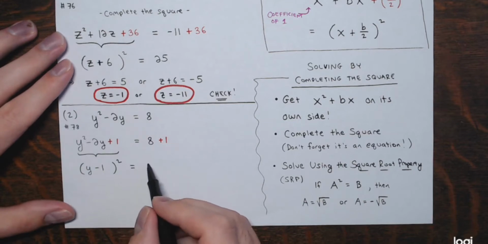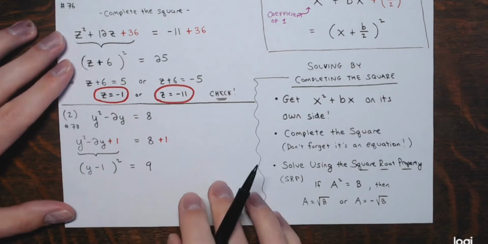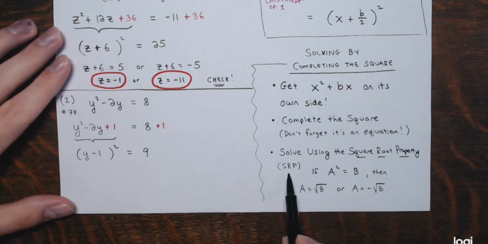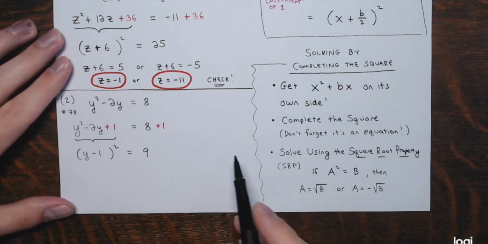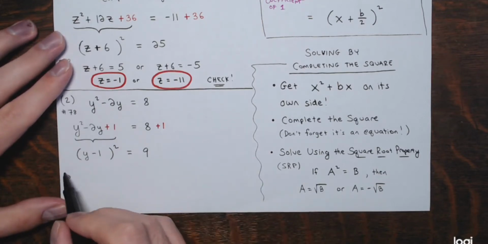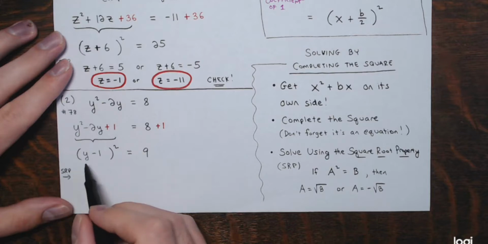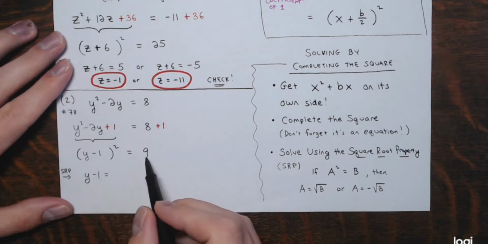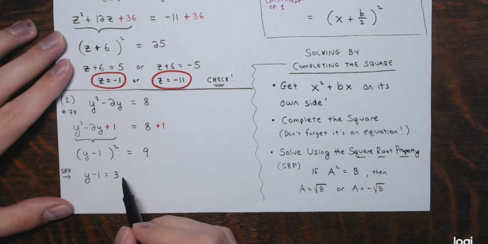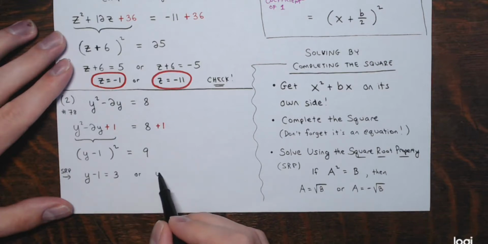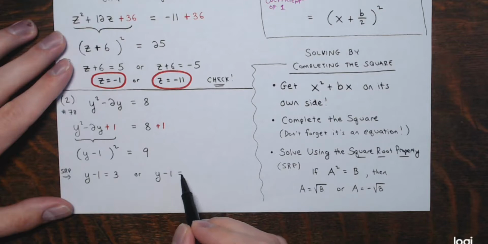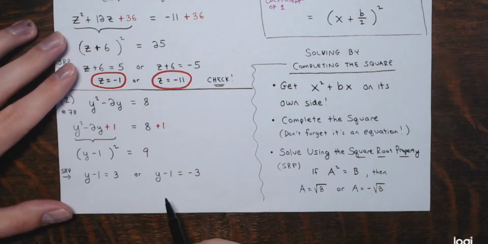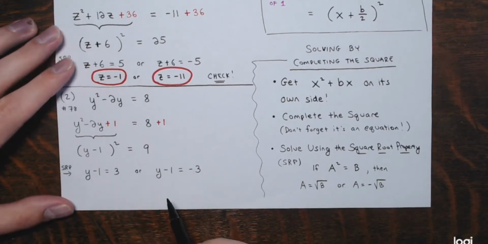And then we have on the other side 9. Right? And now I have something where I can use the square root property. Right, by the SRP, y minus 1 is either positive square root of 9, which is 3, or y minus 1 equals negative square root of 9, which is negative 3.